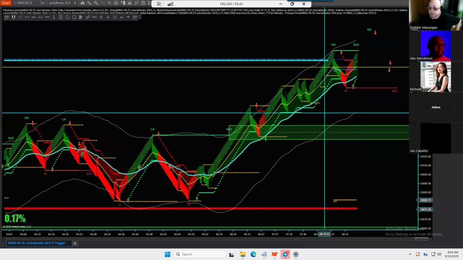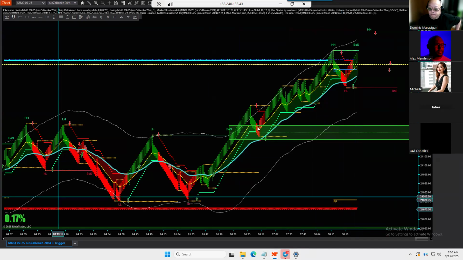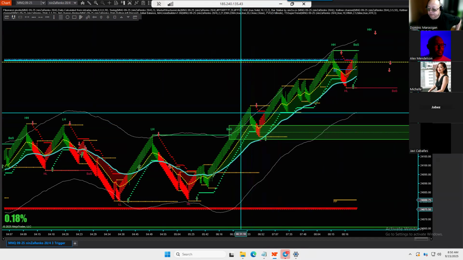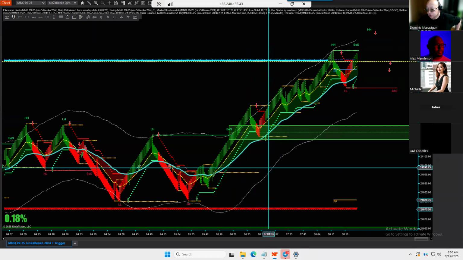Hold on, let me show it. Right here. Right here. You see that? You have a red arrow, but why would you want to take a short there?